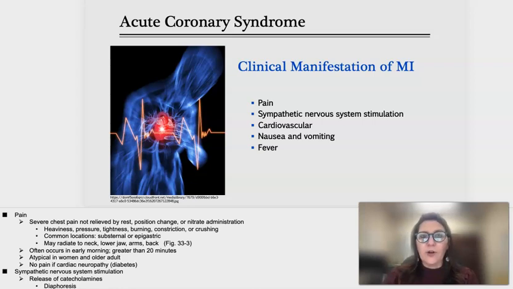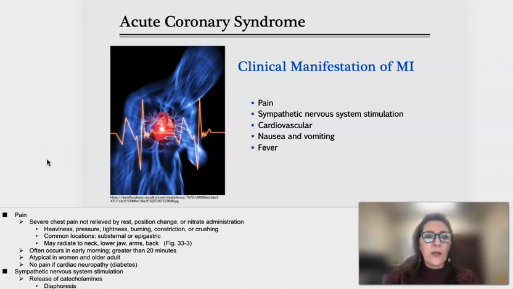Common can be substernal or epigastric, and then it can go to the neck, the lower jaw, the arms, and the back, particularly between the scapula. So right between the scapula and the back is where all those nerves from your heart innervate in your posterior back. And so that's another place that people will say, oh man, right between my shoulder blades, it hurts. You don't want that, and your chest hurts, and your jaw hurts a little, you might have a problem.